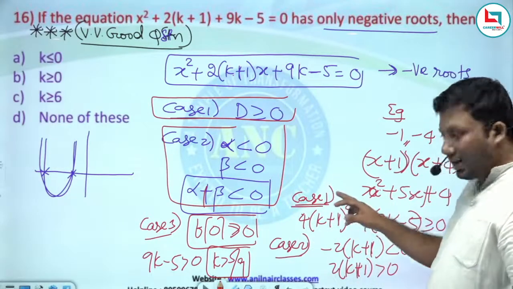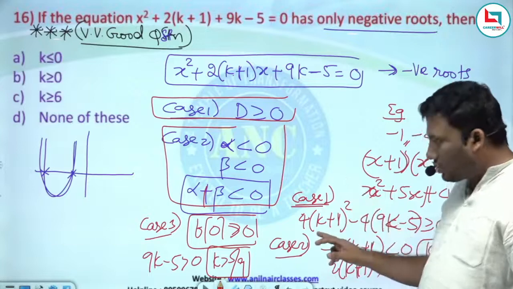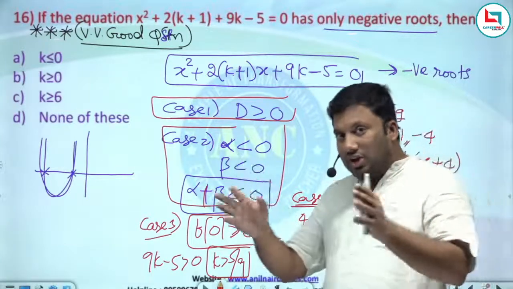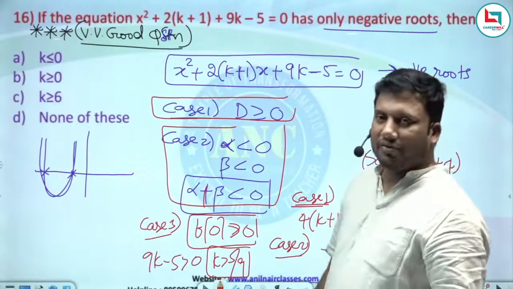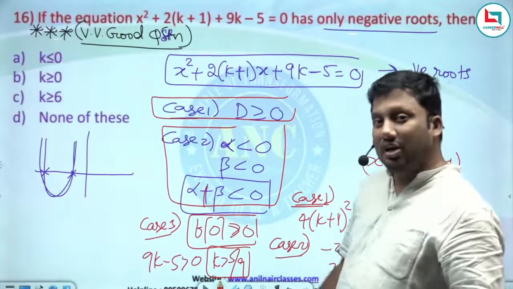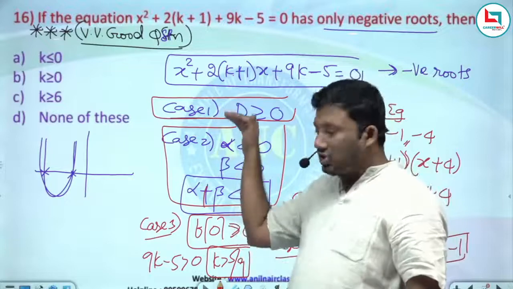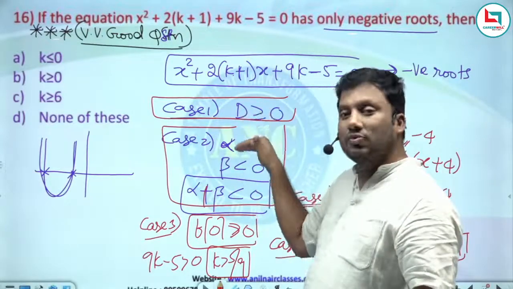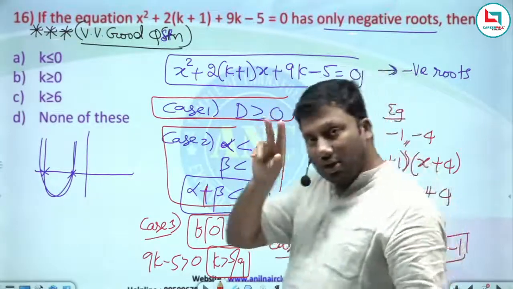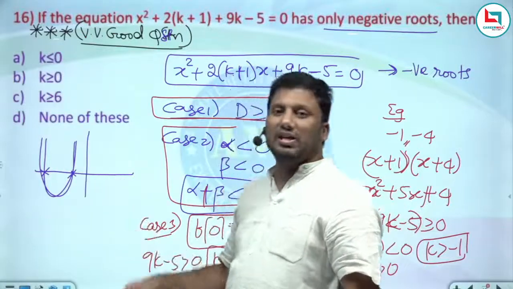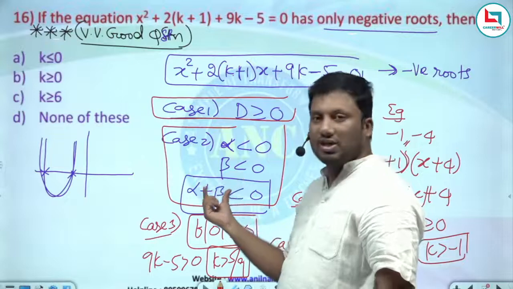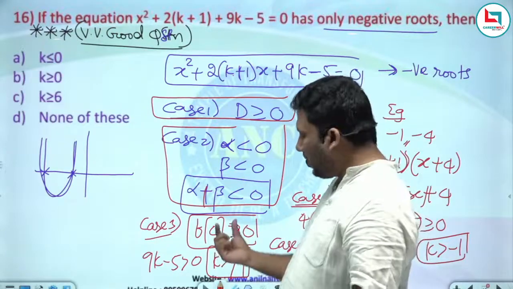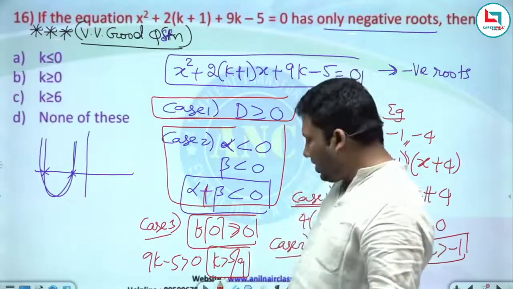We will get 3 cases: case 1, case 2 and case 3. The intersection of these 3 cases will be the answer. This is one way to solve, understanding it by using case 1, case 2, case 3. It has got 2 negative roots, so D is greater than or equal to 0, alpha less than 0, beta less than 0, the sum of the roots will always be less than 0, and f of 0 is greater than 0.